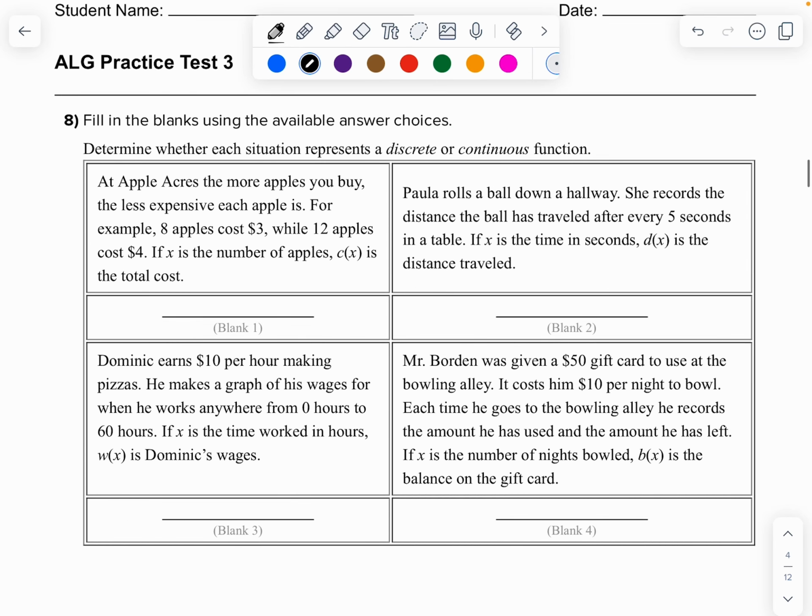Okay. Determine which situation is discrete or continuous. At Apple Acres, the more apples you buy, the less expensive the apple is. Well, let's think about it. If we're plucking apples, boys and girls, are we plucking portions of apples? We are not plucking portions of apples, so that means this has to be discrete.